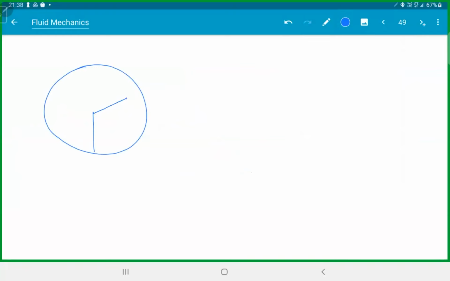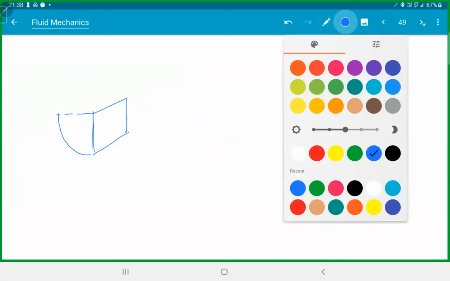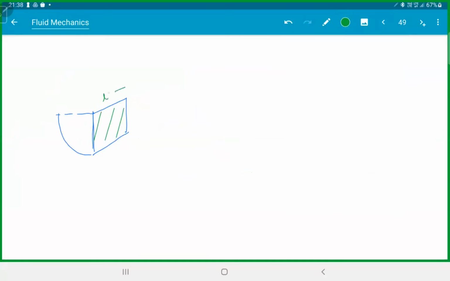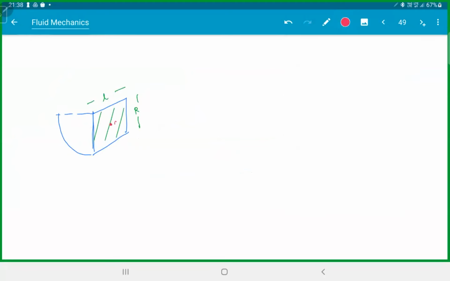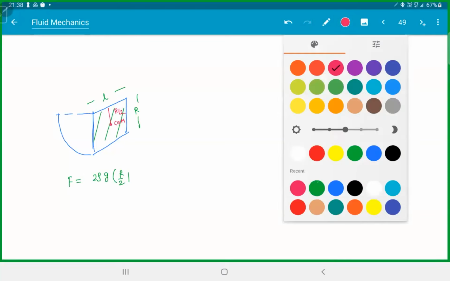So for the green liquid, if you see, when I take the projection for half of it, this is the projection for the green one. Let the length be L, let the height be R. So if you take the center of mass, that will be here. So the force due to the green liquid will be 2 rho g R by 2. Center of mass is at a depth of R by 2. It will be at the center. Area will be L into R.